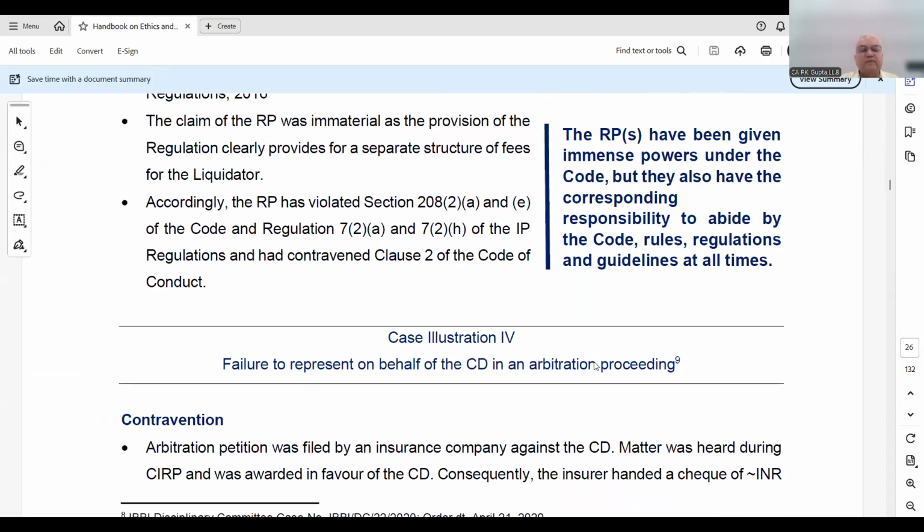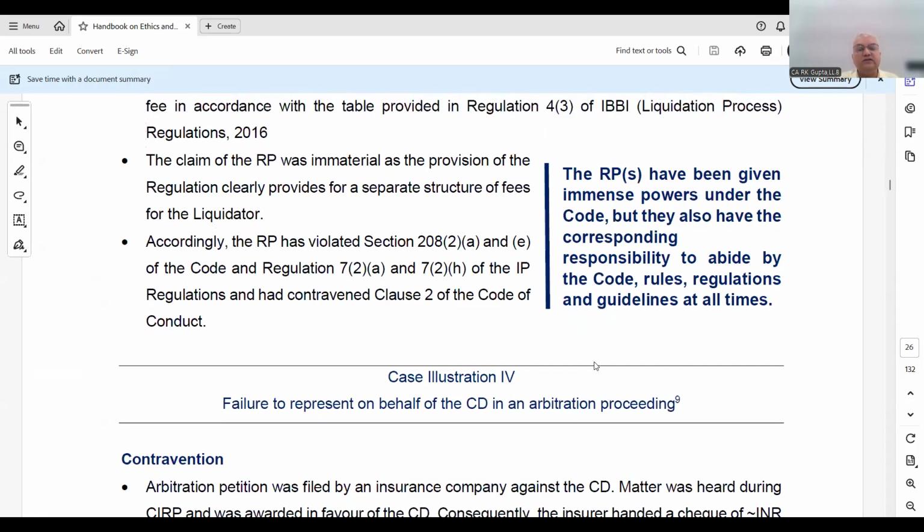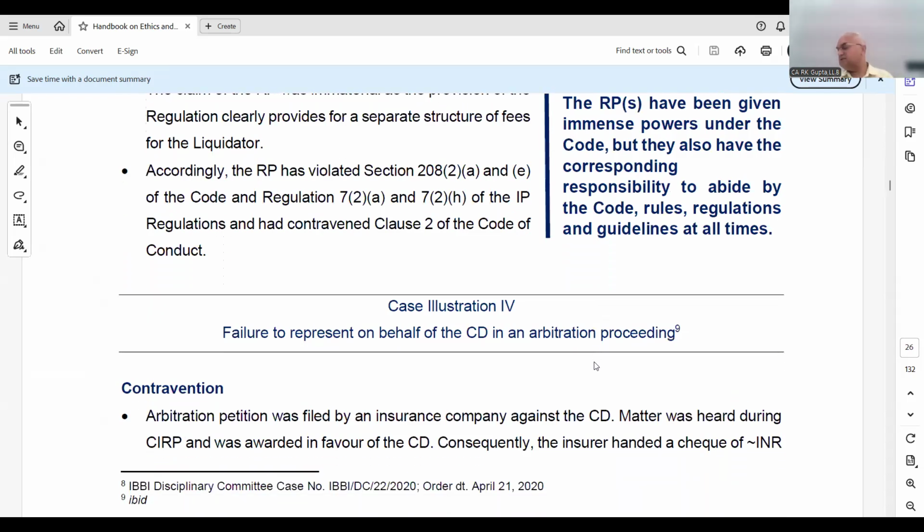Next is failure to represent. Now let us see the latest on this, regarding fees of the liquidator. So let us see the liquidation process regulations side by side. If we see the liquidation process regulations, there is a regulation particularly dealing with liquidator's fees: Regulation number 4 of the liquidation process regulations.